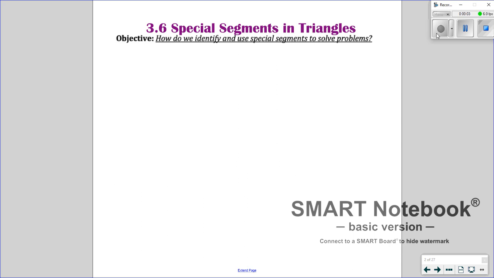Hi, today's lesson is 3.6 special segments in triangles. And the objective is how do we identify and use special segments to solve problems. So we're going to be encountering 4 different types of special segments and we're going to learn and identify them in the triangles and know how we're going to apply and use them.